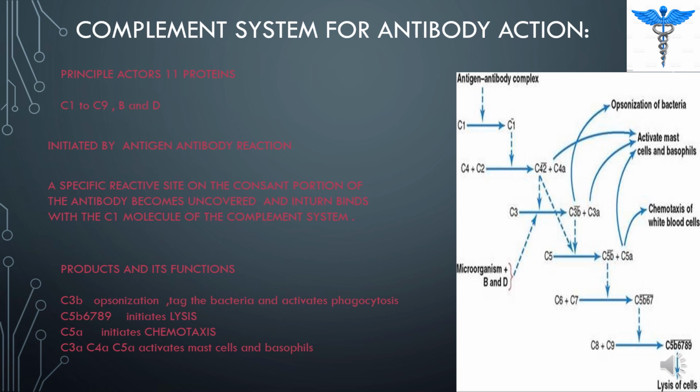When the mast and basophil cells activate, they release histamine, heparin, and several other substances into the local fluids. These substances in turn cause increased local blood flow, increased leakage of fluid and plasma protein into the tissue, and other local reactions that help inactivate or immobilize the antigenic agents. These same factors play a major role in inflammation. So this was all about the complement system for antibody action.